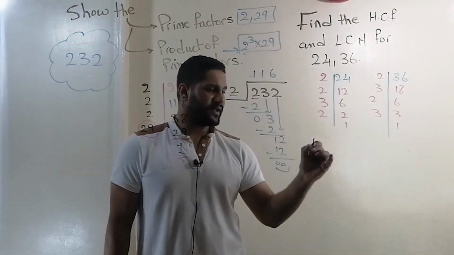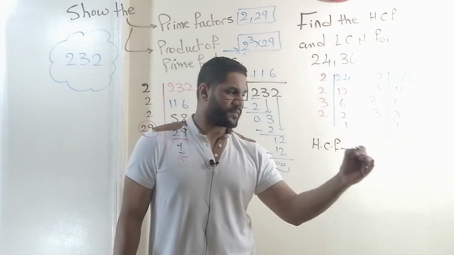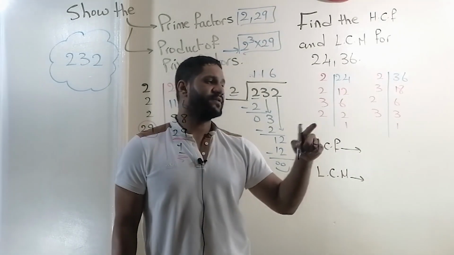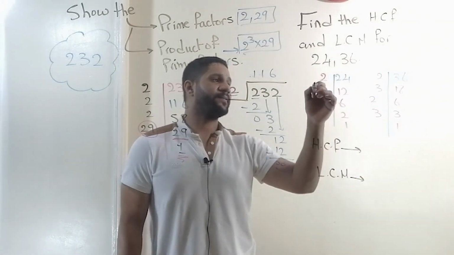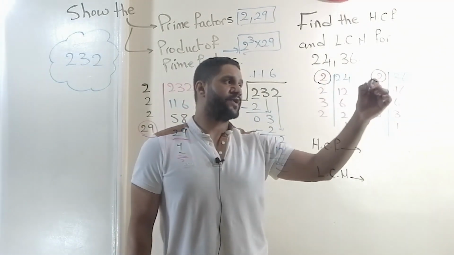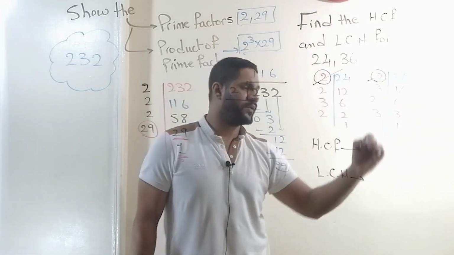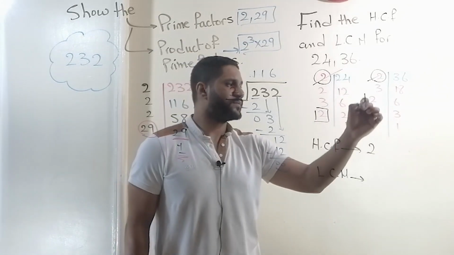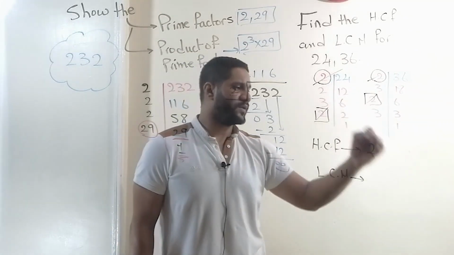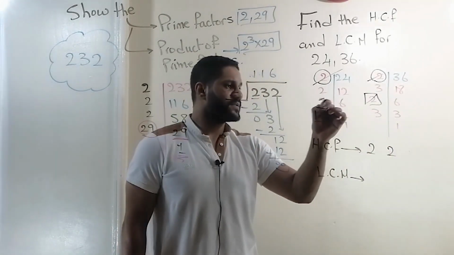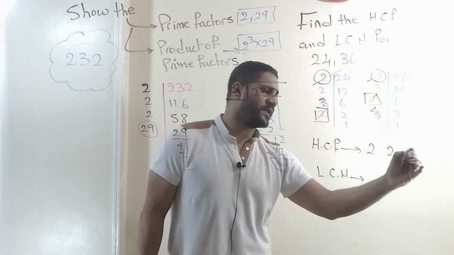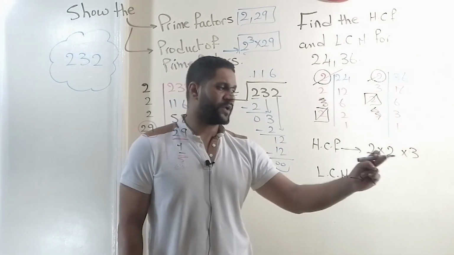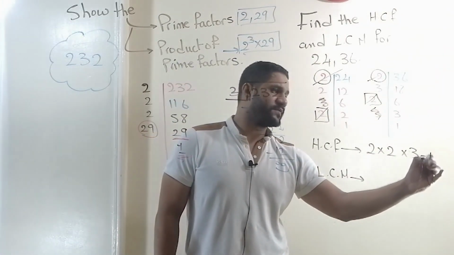Okay, I need to find the HCF and the LCM. How can you find the highest common factor here? By taking every two repeated numbers and taking only one of them. So this 2 and 2, I will take 2; this 2 and 2, I will take only one of them; and this 3 and this 3 will be cancelled and I will take one of them. We multiply them all by each other: 2 times 2 is 4, times 3 gives 12.